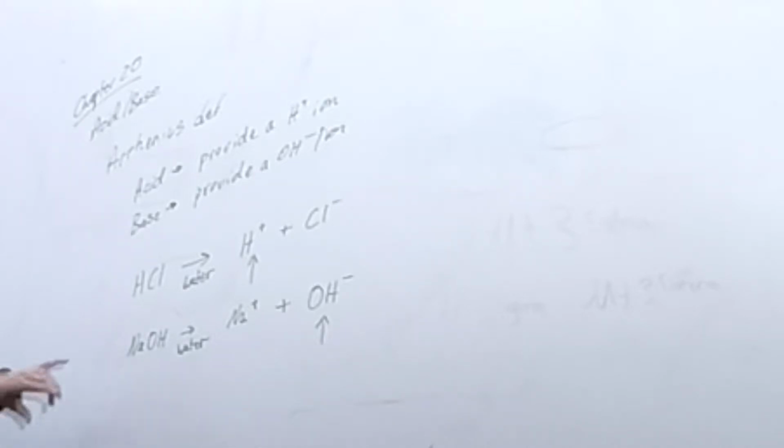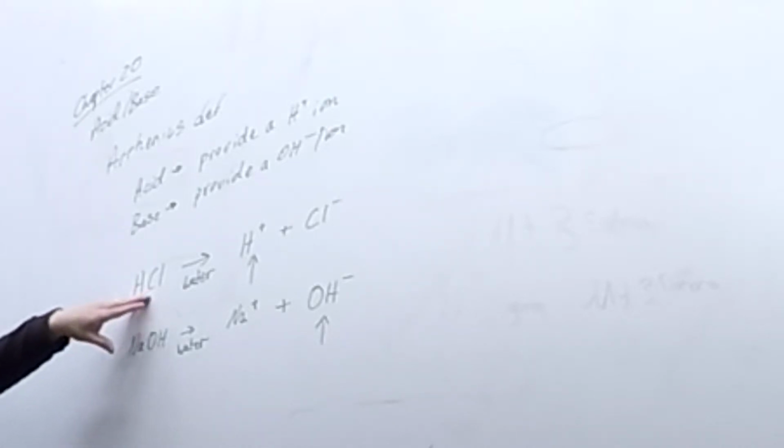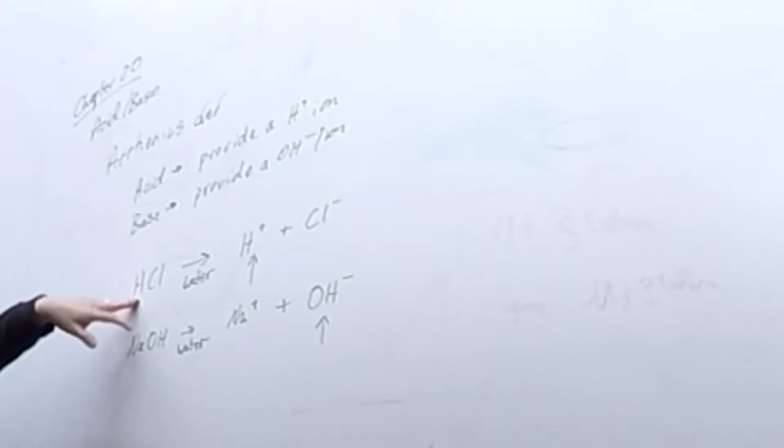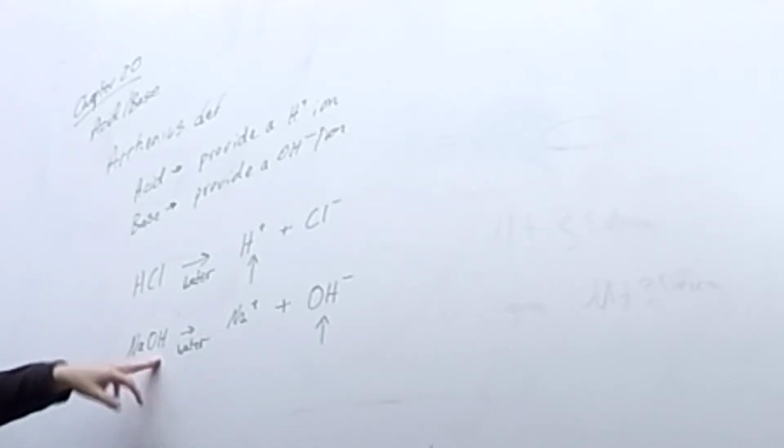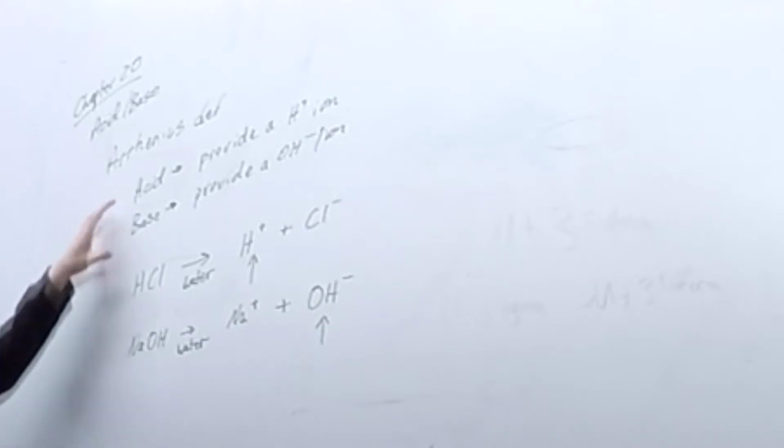By Arrhenius, you can also just look at the compound. HCl has a hydrogen, so it should be assumed when you see that when you put it in water, a hydrogen ion will form. This has an OH, which means that a hydroxide will form, right? So by Arrhenius, just by visual inspection, you should be able to tell what is an acid, what is a base. All right.